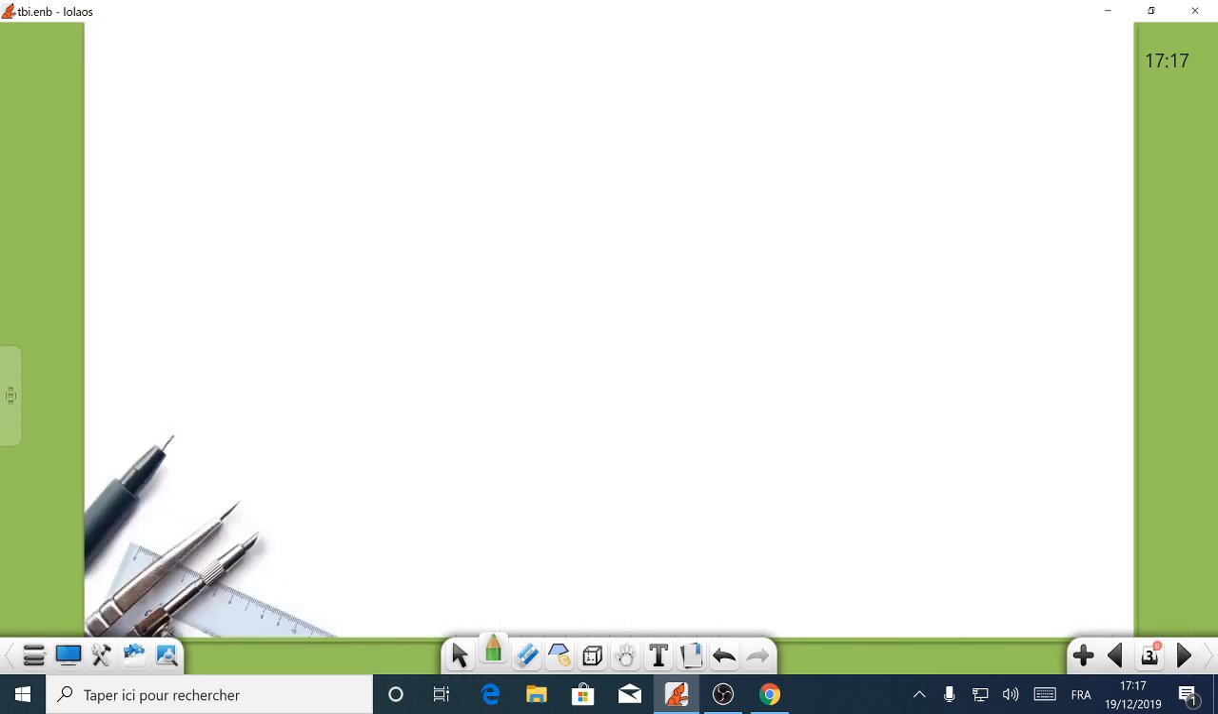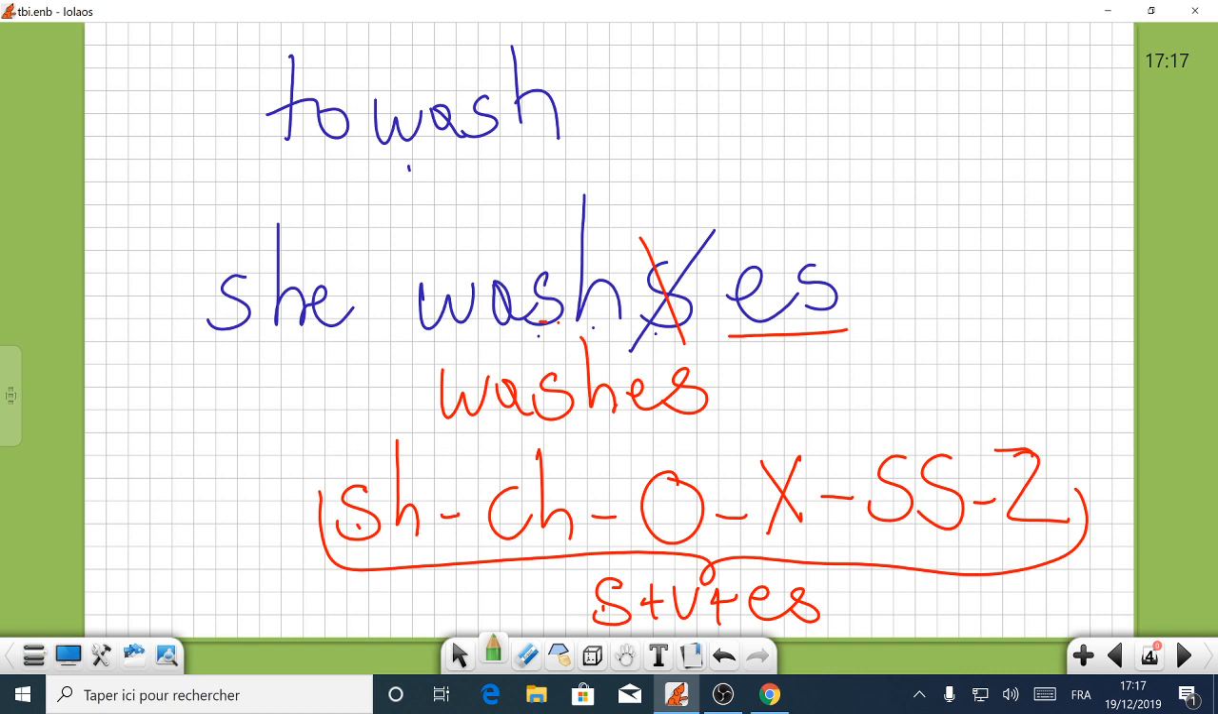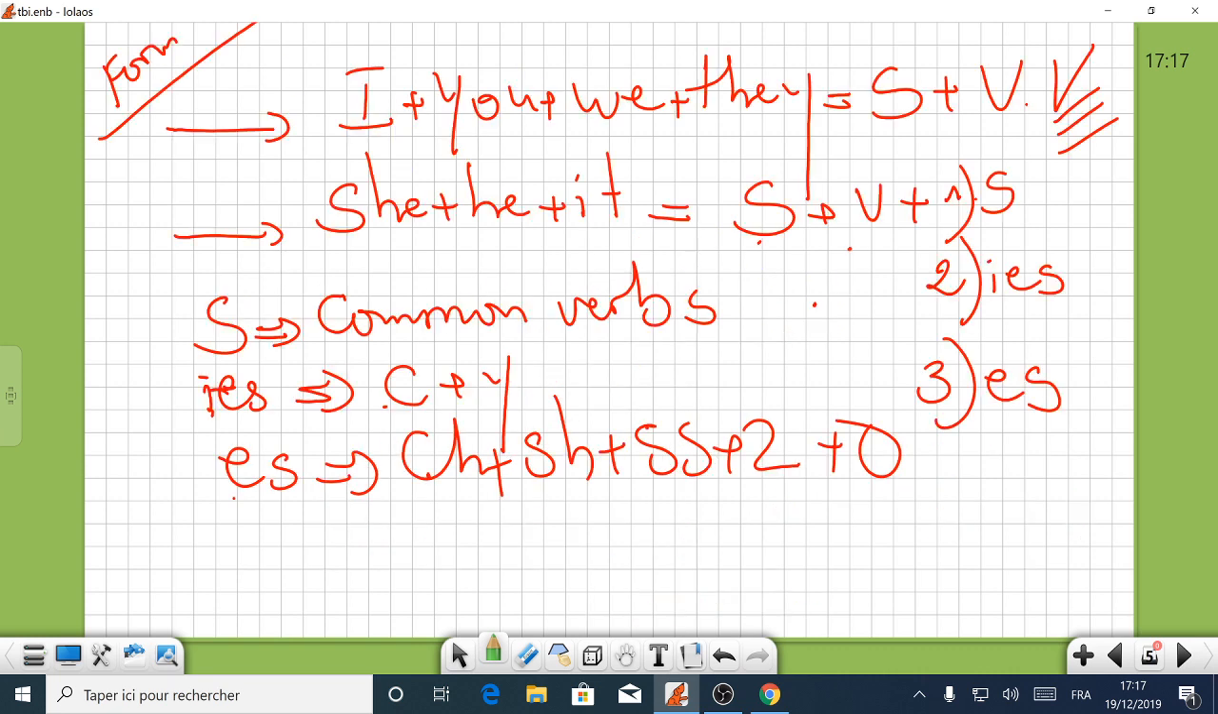And the next exception is the verb to wash. We took the verb to wash and we said she washes. Plus s here doesn't work because we have sh, so we add es. So what do we say? Washes. And this is not just for sh, but for all these endings: sh, ch, o, x, double s, and z. And here we have subject plus verb plus es. And for the form of the present simple, as I said, we have I, you, we, they with no problem, subject plus verb, and we have he and she and it, subject plus verb plus s or ies or es.